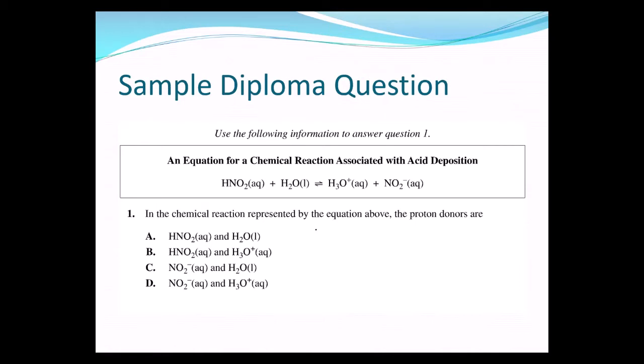So in a chemical reaction represented by the equation above, the proton donors are, so you can see that HNO2 turns into NO2 minus. So the only way that HNO2 can turn into NO2 minus is if it gives its proton to H2O, right? And if we make the equation go the other way, where H3O plus is turning into H2O, then H3O plus has to give up its proton to NO2 minus, which would give its H back and would return everything. So proton donors are HNO2 and H3O plus. So B is going to be the correct answer.